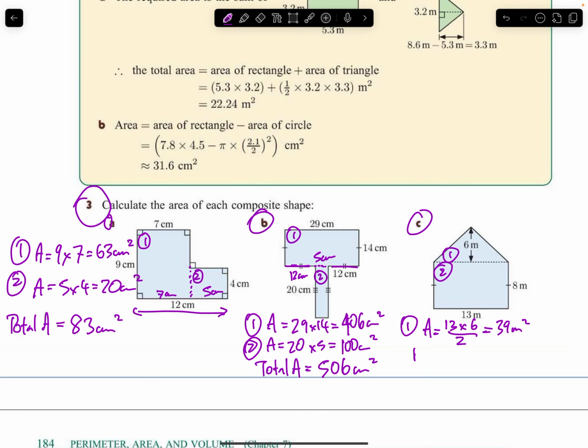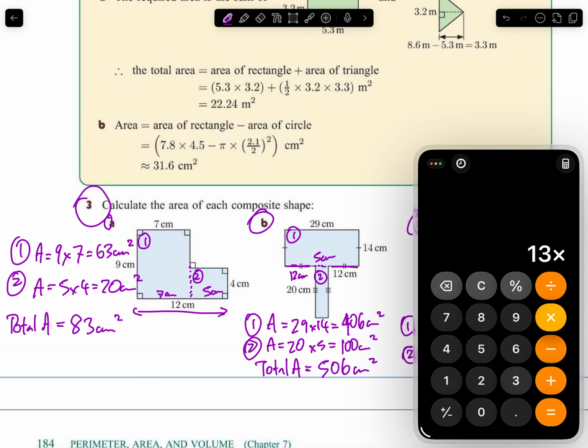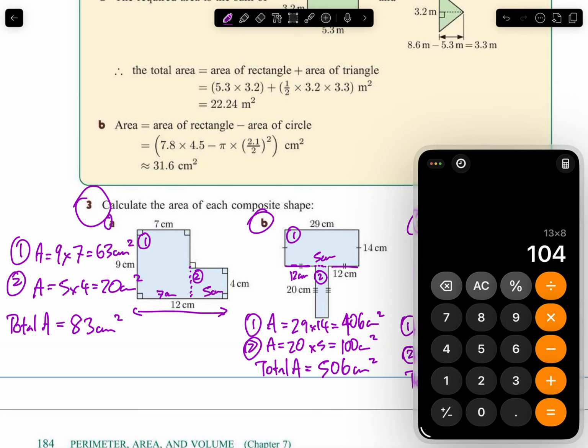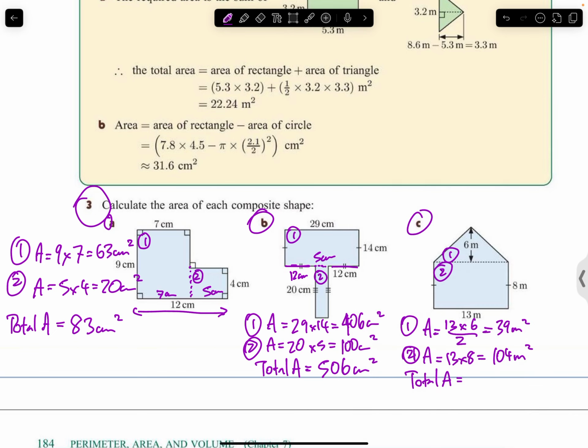Shape 2 is the rectangle on the bottom. The area is going to be 13 times 8. 13 times 8 is 104 square meters. So total area is 104 plus 39, 143 square meters.